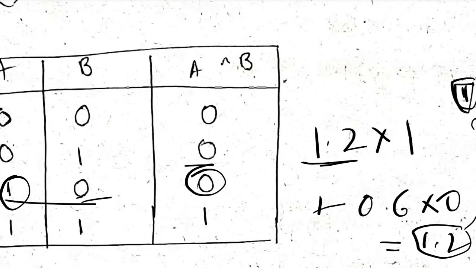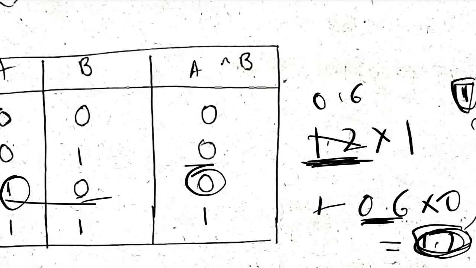I have to alter these weights. Because of these weights only, I am getting this answer 1.2. If I alter these weights somehow, I will be getting an answer less than this. That's also possible, right? For example, if I make it 0.6 only, what will I get?